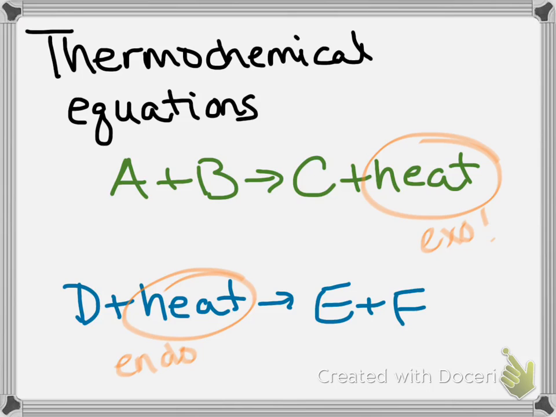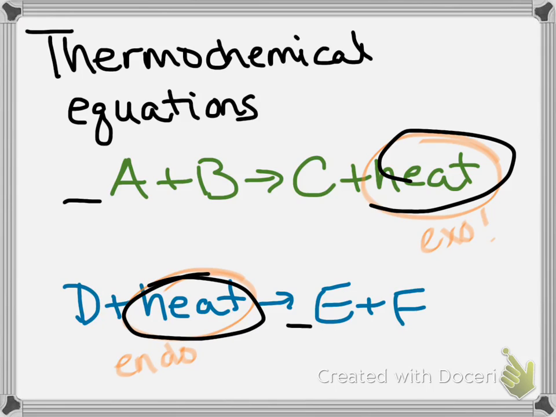Now, what else we can do with these is we can also look at the mole ratios. So right now, I just put everything as 1 to 1. But for right now, we could say that for every 1 mole of A, there is this much heat. And for every 1 mole of E, there is this much heat. Okay, so now we're going to look at this with mole ratios.